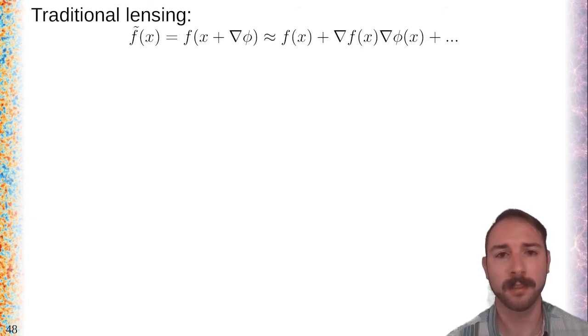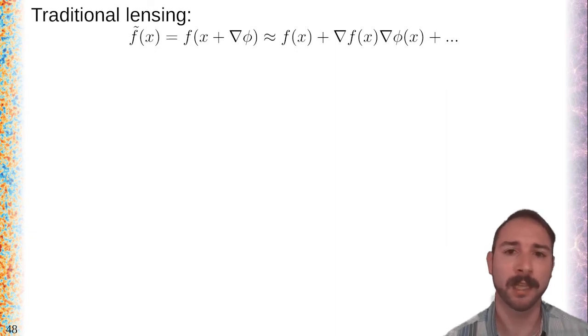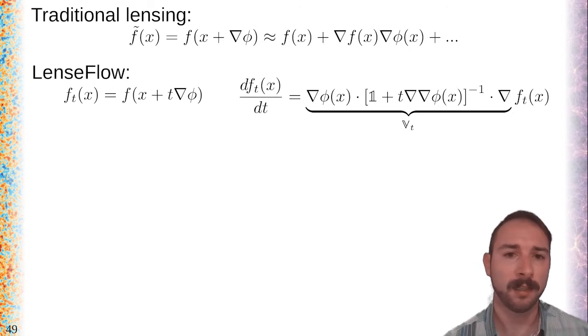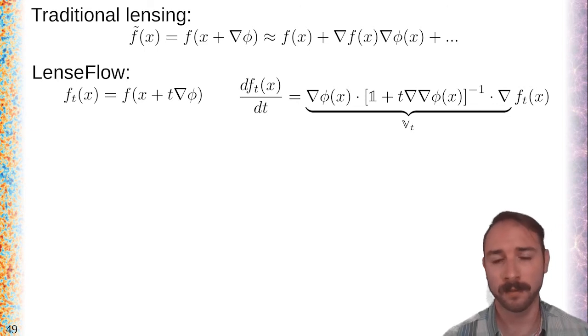So in traditional lensing, you evaluate the unlensed field at a displaced position, and then maybe you Taylor expand around that. With LensFlow, you introduce this auxiliary time variable t, and at t equals 0, you have the unlensed field. At t equals 1, you have the lensed field. And it turns out that you can write down an ordinary differential equation that you see there that connects t equals 0 to 1. So to lens the field, you just solve the ODE forward in time, and to unlens it exactly, you solve it backward in time.